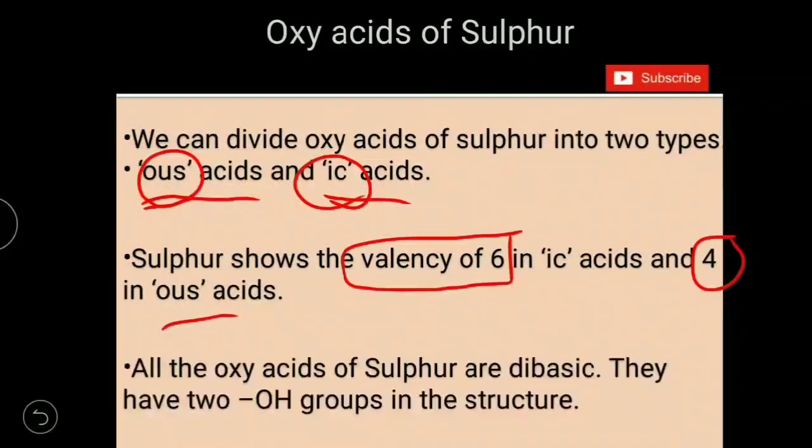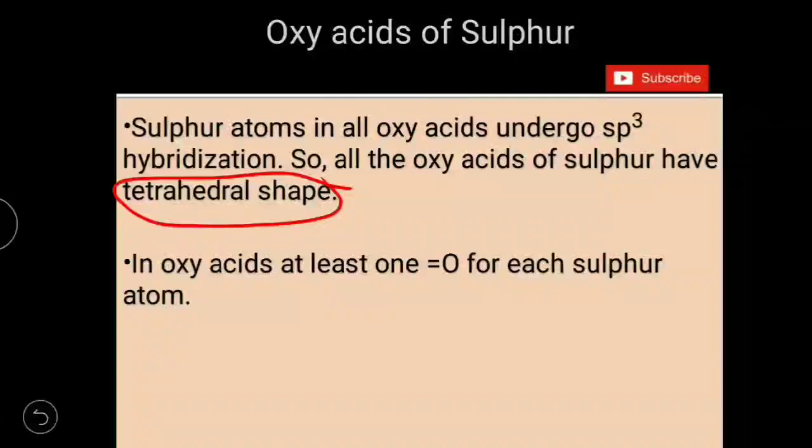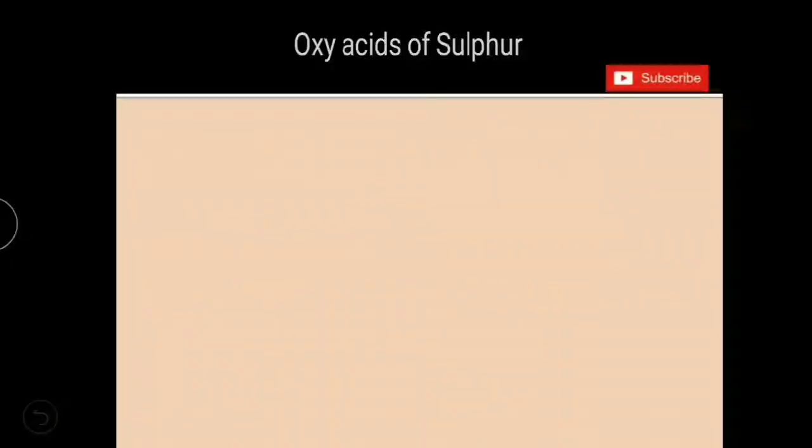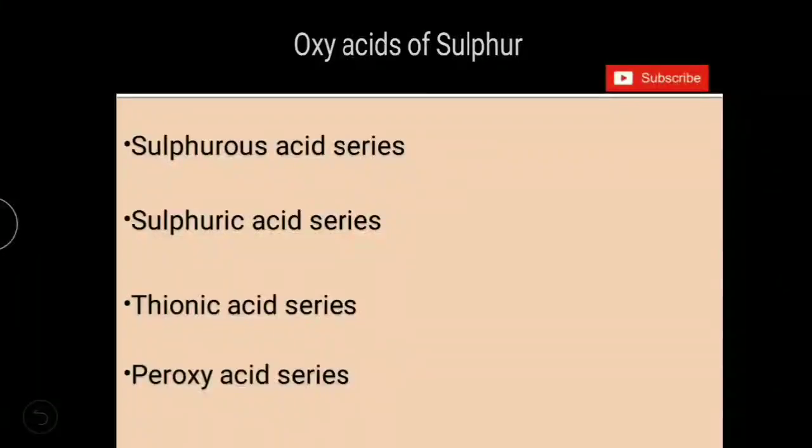Sulfur oxyacids are dibasic. That's why you will have 2 OH groups in the structure. And sulfur atom undergoes sp3 hybridization in all oxyacids, so all of them will have tetrahedral shape. And most important thing is, in all oxyacids of sulfur, there will be at least one double bond oxygen on each sulfur atom. There are many oxyacids of sulfur which can be divided into sulfurous acid series, sulfuric acid series, thionic acid series and peroxy acid series.